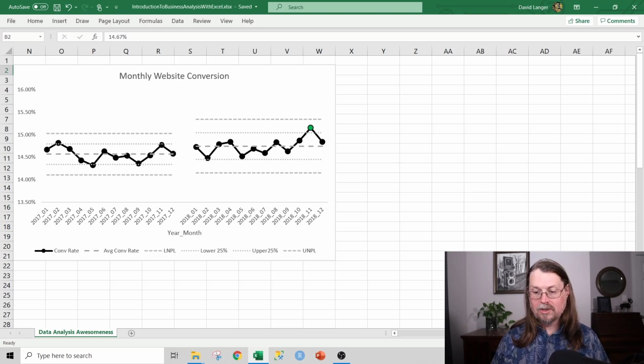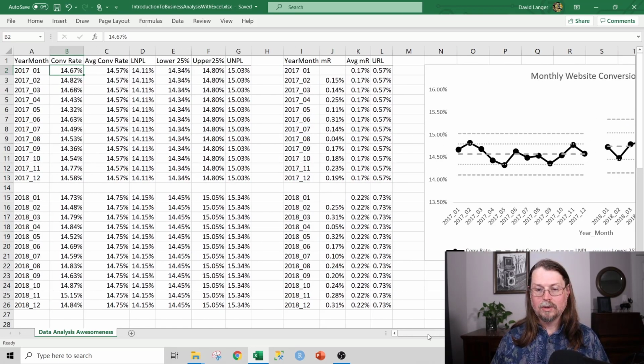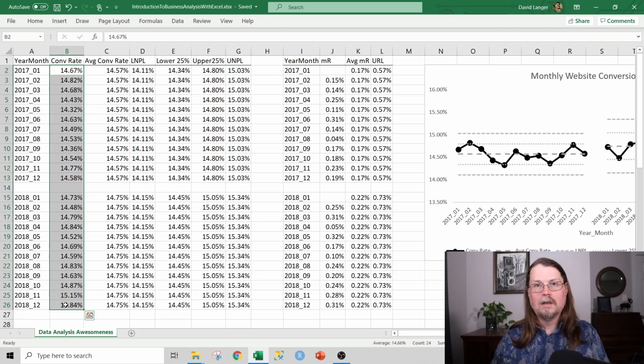And as promised, let's go ahead and scroll over so you can see the actual calculations here. Now you can see here I've got 24 data points, which are the monthly conversion rates. And I've broken them up into two groups, as you can see with this blank line in the middle. And here are the calculations.